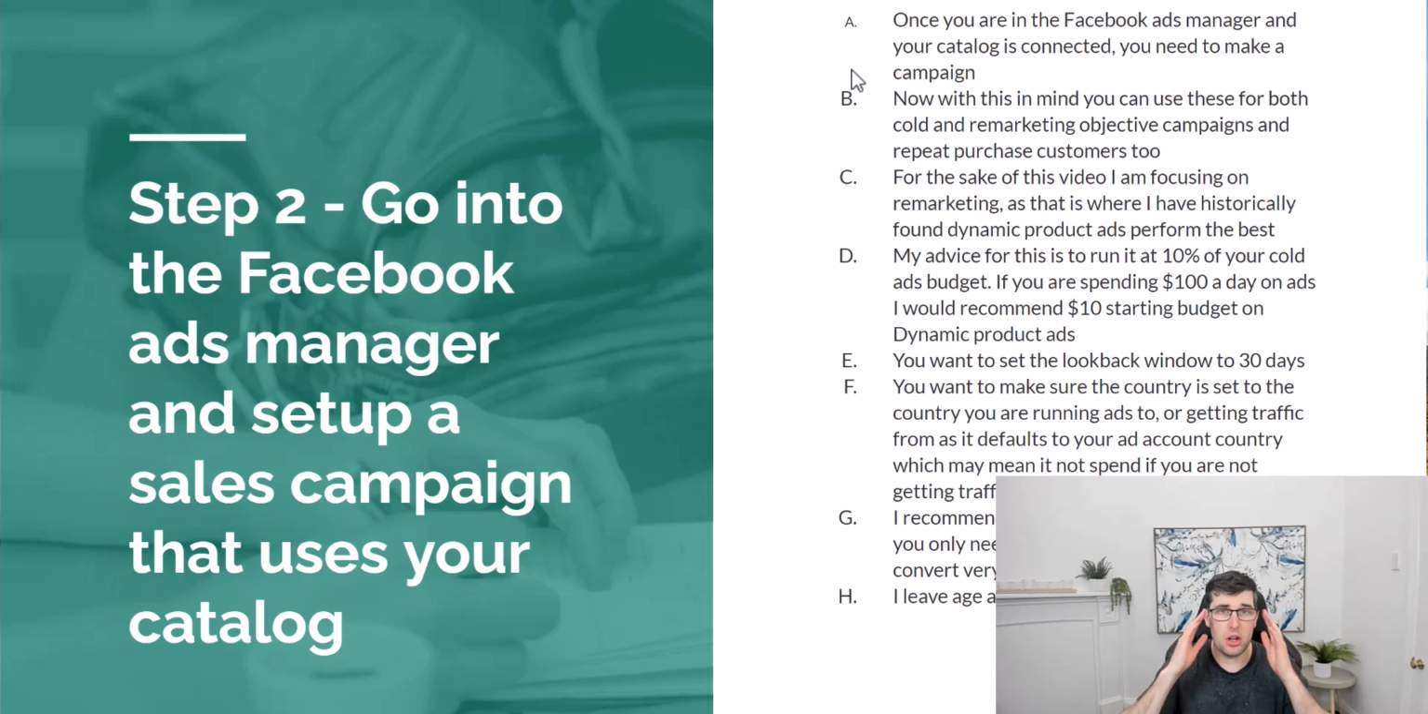with the look back window, you want to run a custom audience, 30 days. I have some test custom audiences I'll show you, but you make a 30-day custom audience looking back. And you want to make sure your country is set to the country where you're getting traffic or running ads from. Very, very important. Because for instance, if I'm marketing in the United States, I'm actually from Australia, it will default the campaign to Australia. I've had that in the past where it's not spending.